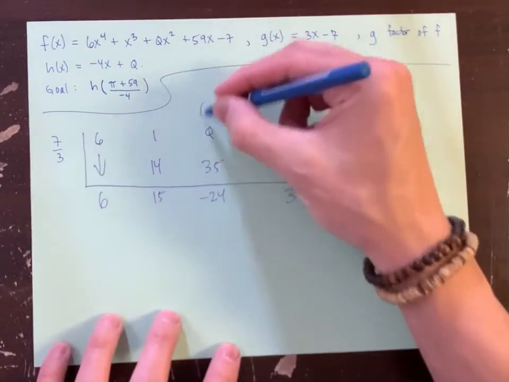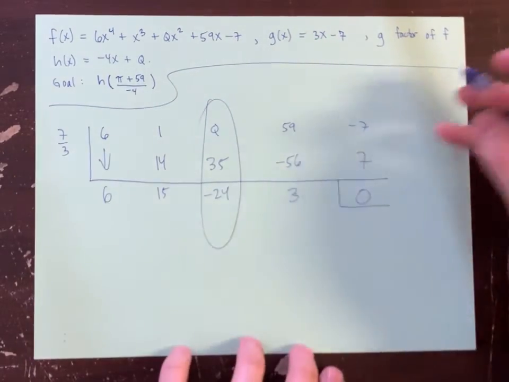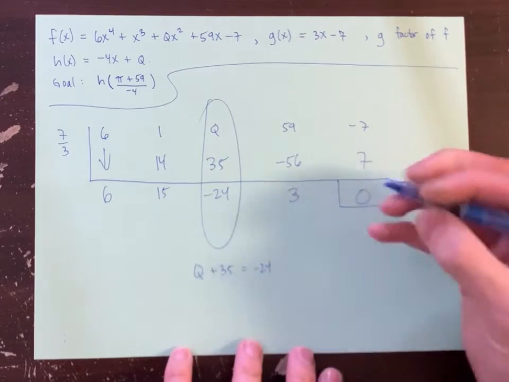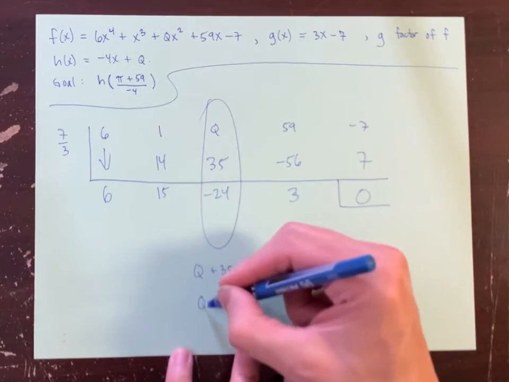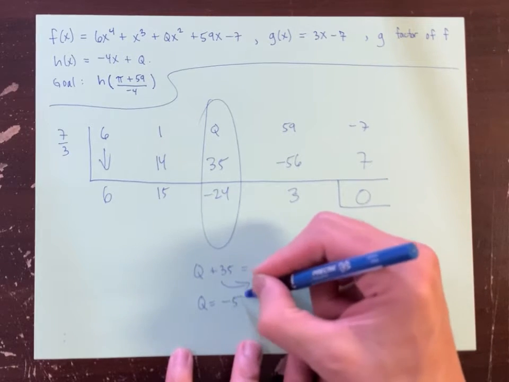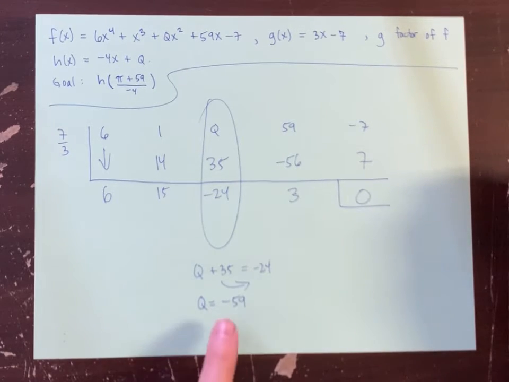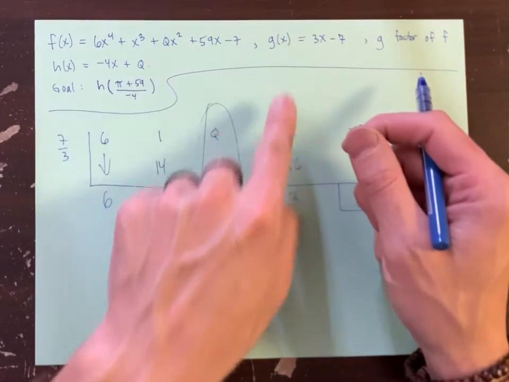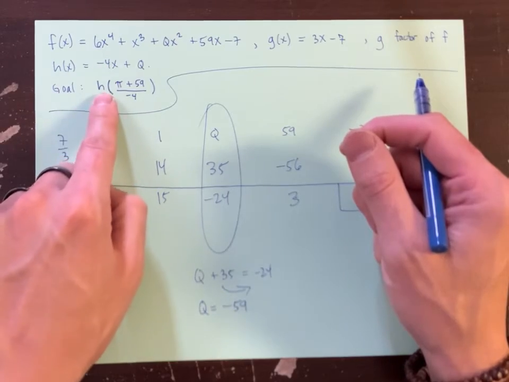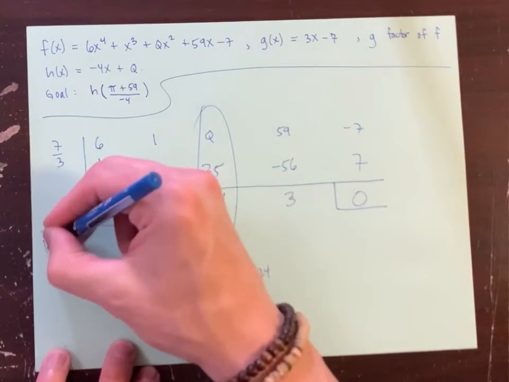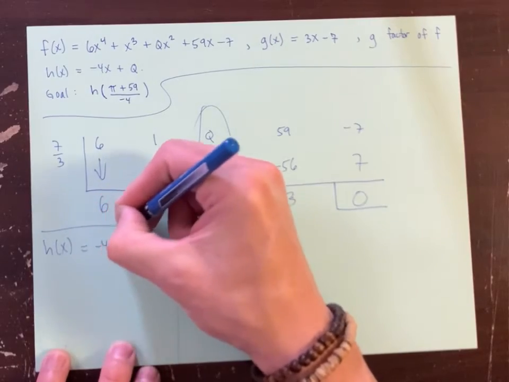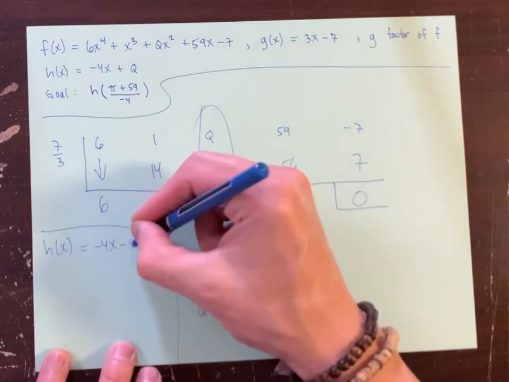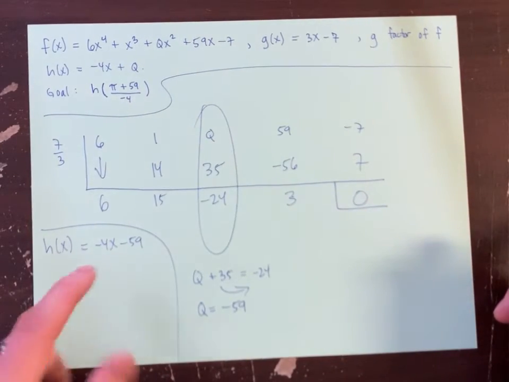And then once I have this vertical line, I stop and I build this equation that says q plus 35 equals negative 24. And if I subtract 35, it tells me that q is negative 59. So that's what q is. And now that you know q, you can forget about f and g. I want to find h because the goal involves h. So now I know here as a little side comment that h of x equals negative 4x plus q, which is negative 59. So this is my equation h, which is completed.